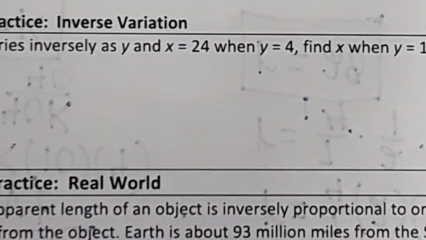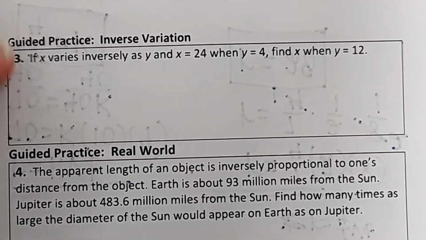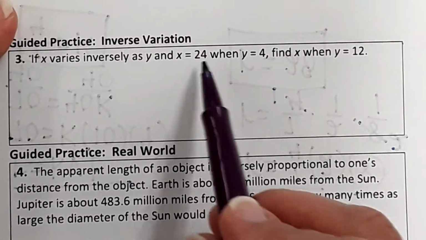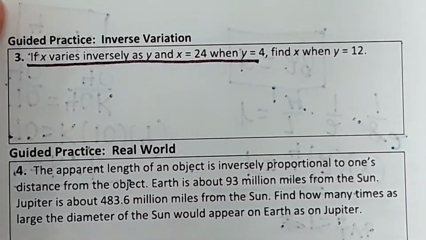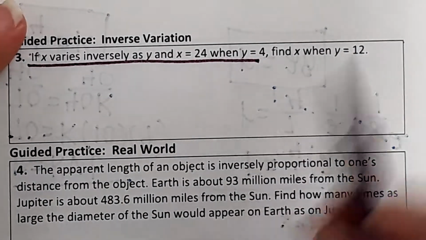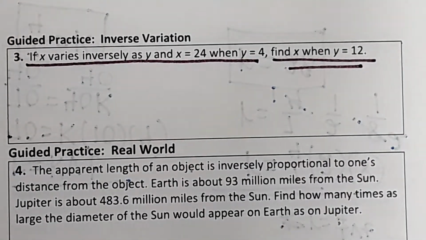Okay, so we're gonna go to example 3, and it says x varies inversely as y, and x equals 24 when y equals 4. That's my if statement. So that's the statement I'm going to use to find k. Find is what I'm going to do after I find k.